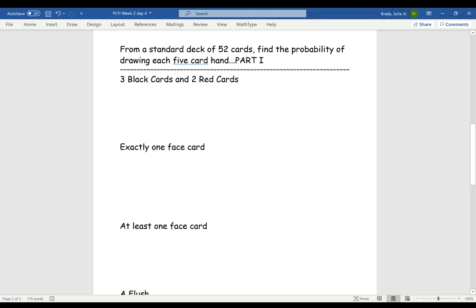Okay, so now let's do some card problems. And again, if you have a tough time with the different terminology, then that video I found was pretty helpful. You can click on that.